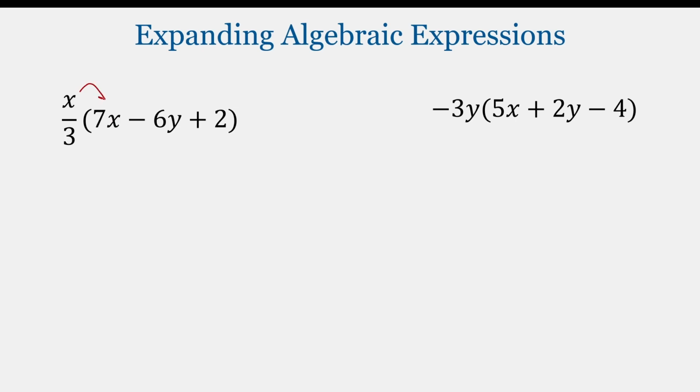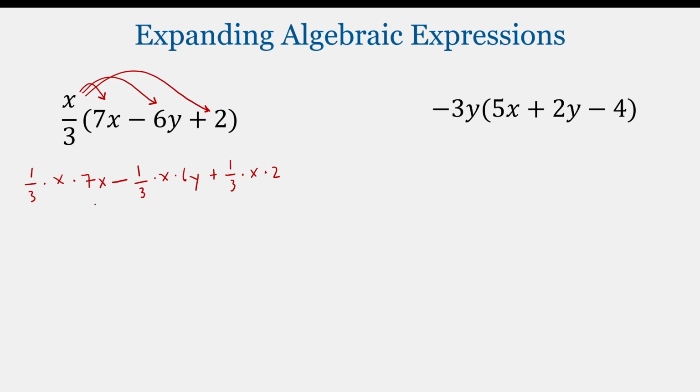2. Again, we will distribute this term to the 3 terms within the parentheses. So the first thing I'm going to do is split up this fraction, and write it as 1/3 times x, and then times 7x. Bring down the subtraction. I'm going to do the same thing. Write it as 1/3 times x times 6y. And then once again, 1/3 times x times 2.